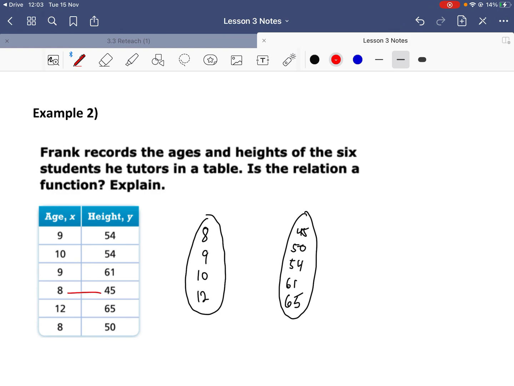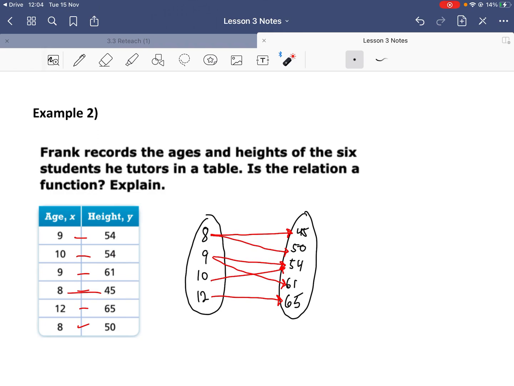So 8 went with 45. 9 went to 54. And 9 went to 61. Oh, 8 also went to 50. I missed that one. And 10 goes to 54. And 12 goes to 65. So we should have a total of 1, 2, 3, 4, 5, 6 lines. Good. So we got them all.